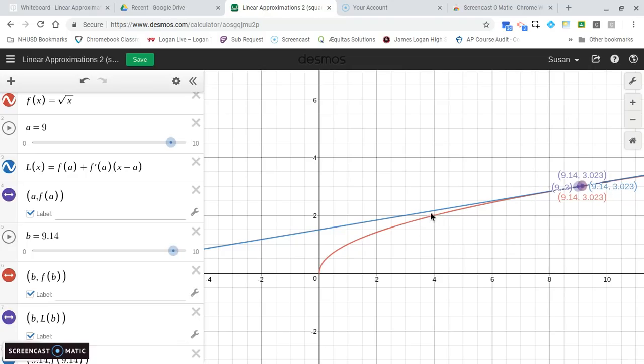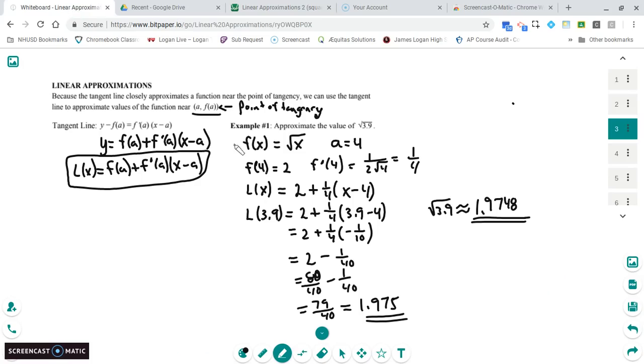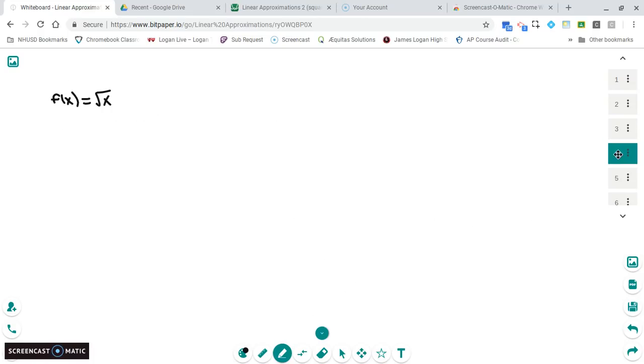And at 4, there's a huge gap. So I wouldn't use this tangent line for any approximations near 4, but I am going to use it for approximations near 9.14. So let's get to work. Let's go back to that example, and this time the a will be equal to 9.